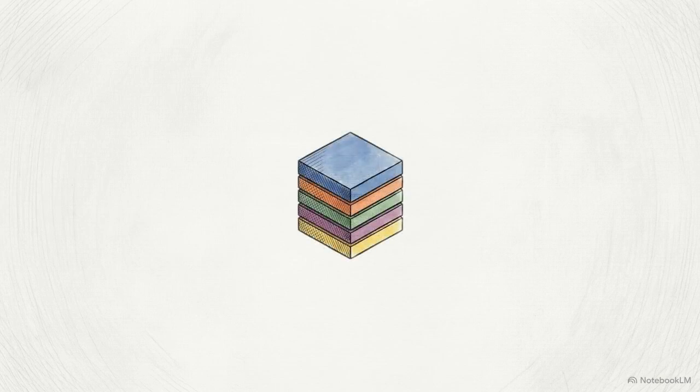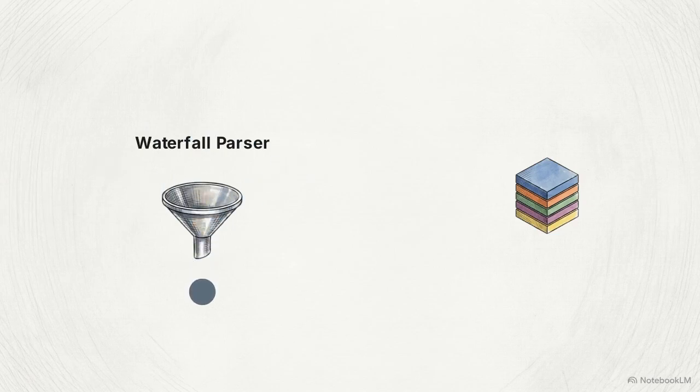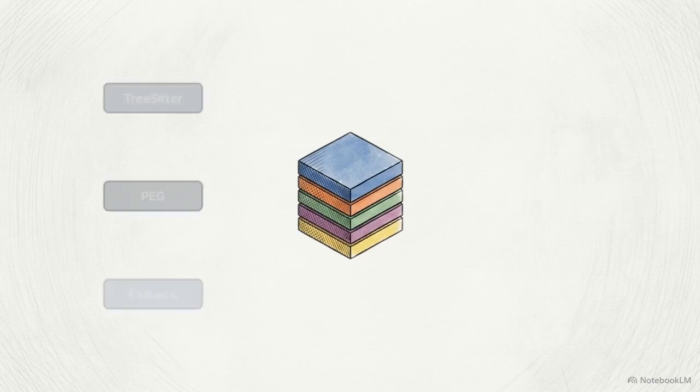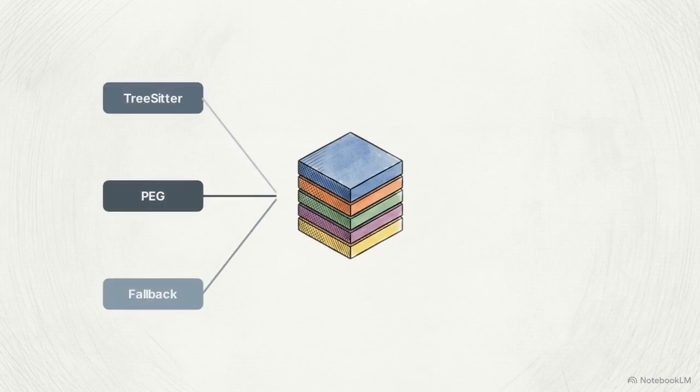A hyperhunk is a hash-stable content address node. It serves as the atomic unit of the system, storing data across 5 distinct layers. Traditional parsers operate in a waterfall format, selecting one format and discarding the rest. The splitter utilizes a parallel surface population model, running 3 engines: tree-sitter, peg, and fallback simultaneously.